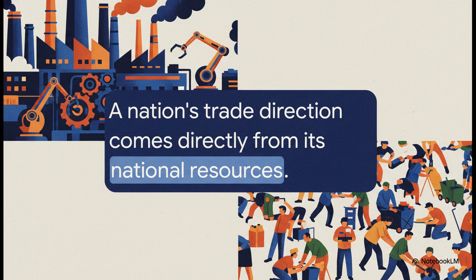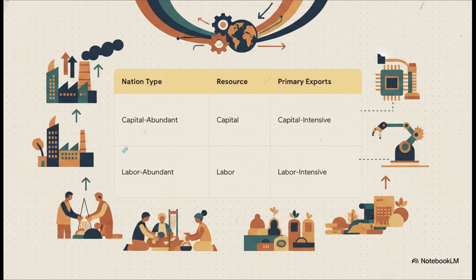What has nature or history actually given a nation? Do they have massive multi-billion-dollar factory infrastructure? Or do they have a huge, abundant population of manual workers? And here is the core of it. A nation naturally exports whatever utilizes its most abundant resource. A capital-abundant nation naturally exports capital-intensive goods.